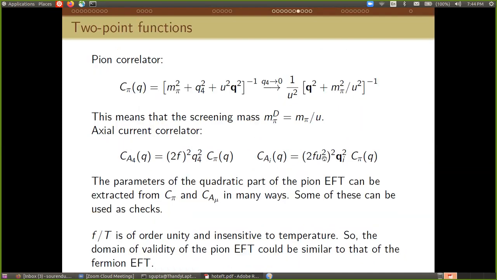I'll come to that. That's an interesting question. That's a very interesting question. You can't do it in the lattice, you'll have to use the EFT. So, I'll come to that question. You can, if your question is not answered, ask me later.